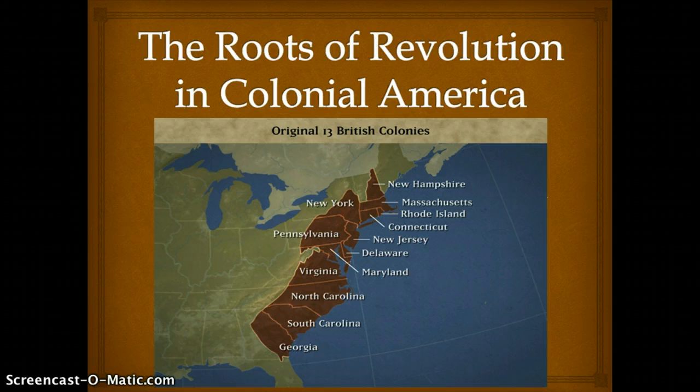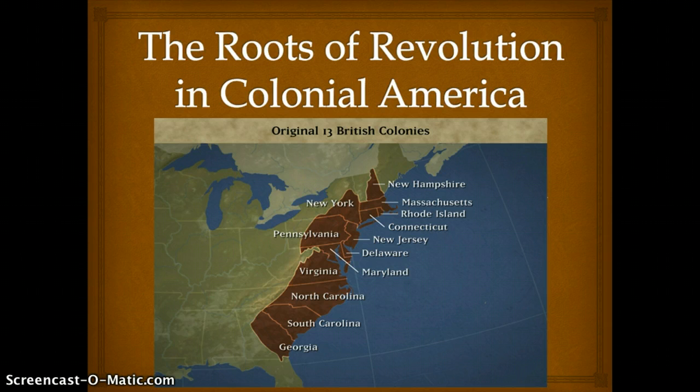Today we're going to be talking about the roots of revolution in colonial America. So you probably know a bit about some of the events that led up to the American Revolution, such as the Boston Massacre, or taxes against the colonists and protests against those taxes, and then the Battle of Lexington and Concord. And those certainly did play an important part in causing the American Revolution, but we should also look at some of the longer-term causes of the revolution that started with the very founding of British colonies in North America.